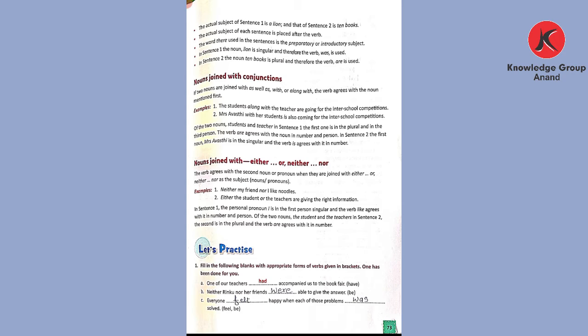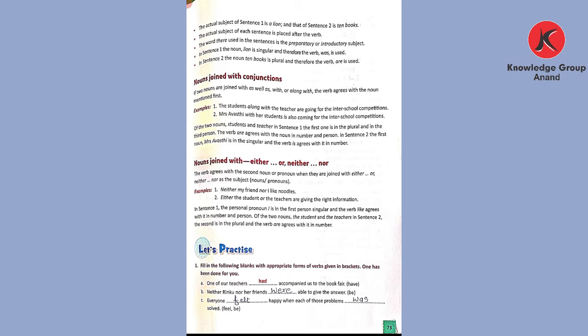Was के बाद lion लिखा है और are के बाद 10 books लिखा है. The word there used in the sentence is a preparatory or introductory subject. In sentence 1, the noun lion is singular and therefore the verb was is used. And in sentence 2, the 10 books is plural, therefore the verb are is used. So, again the agreement comes, dear students, here.